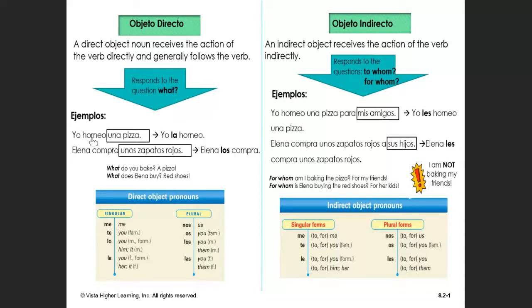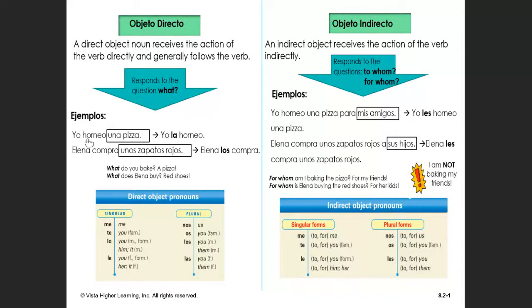Yo horneo una pizza. I'm baking a pizza. Yo la horneo. I'm baking it. Elena compra unos zapatos. Elena los compra. Elena buys them. Okay? So you have to be careful here, because whenever we replace that objeto directo, we have to replace it with the pronoun that agrees with that item or that person, whatever my objeto directo is.